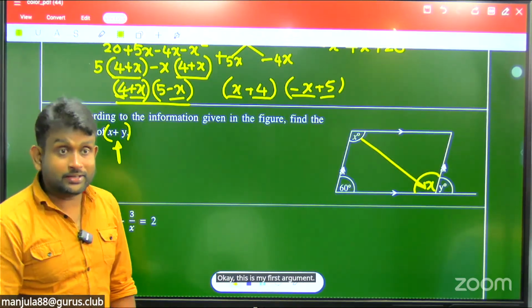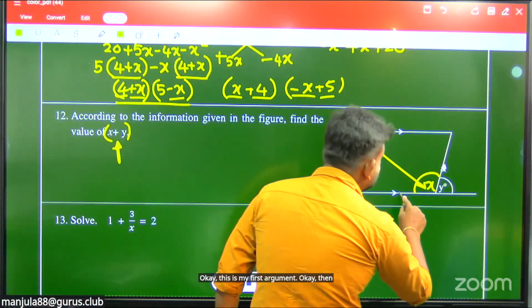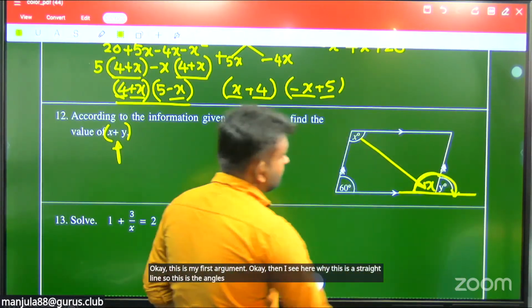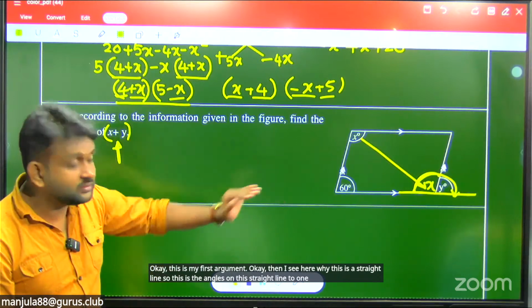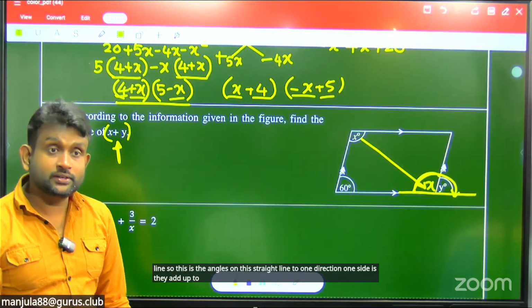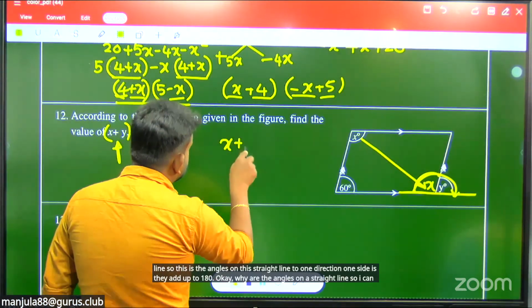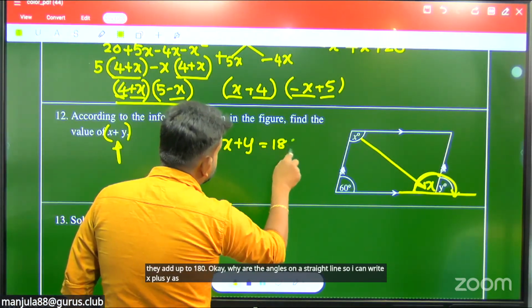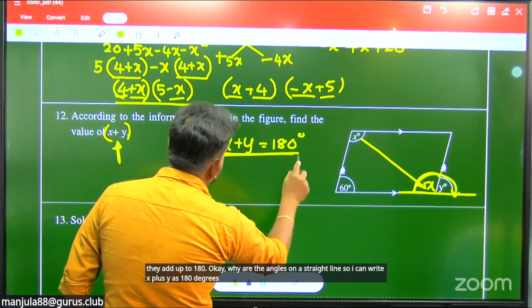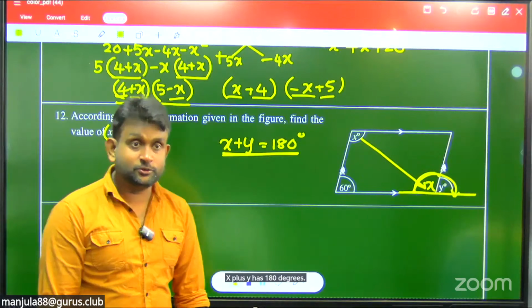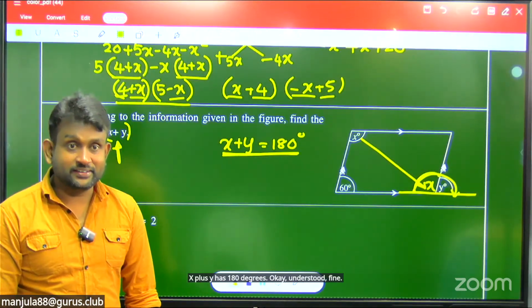Then I see here this is a straight line. So these are the angles on a straight line on one side, and they add up to 180. Why? Because they are the angles on a straight line. So I can write x plus y as 180 degrees. Understood? Fine. Right. So any questions?